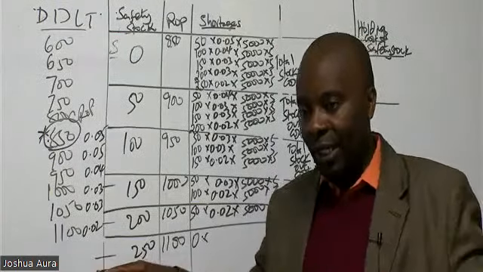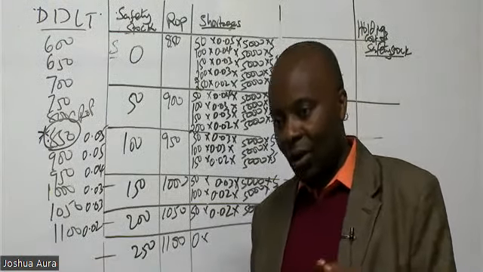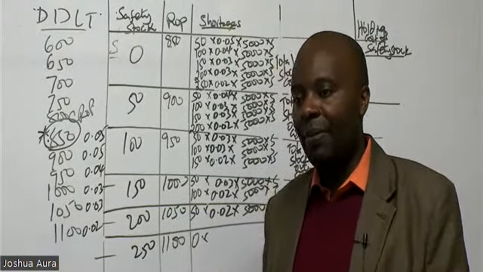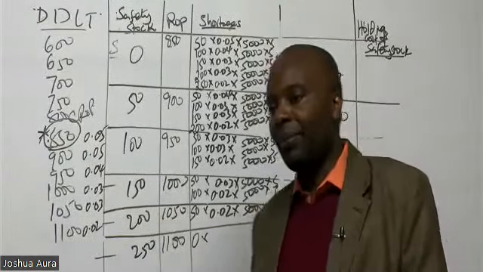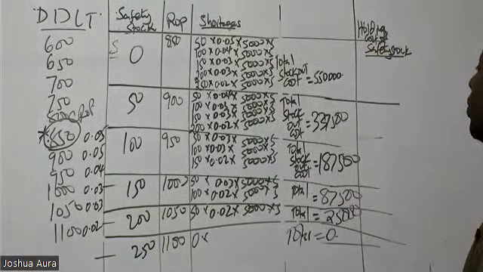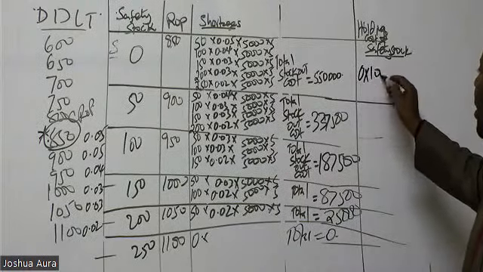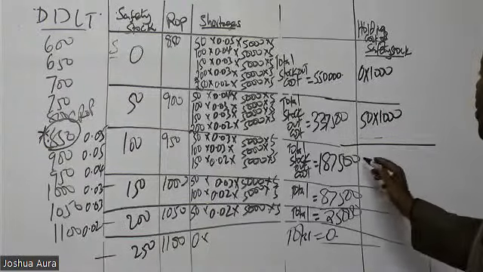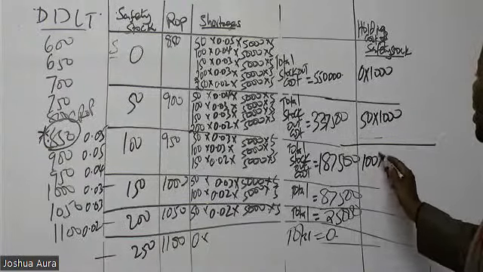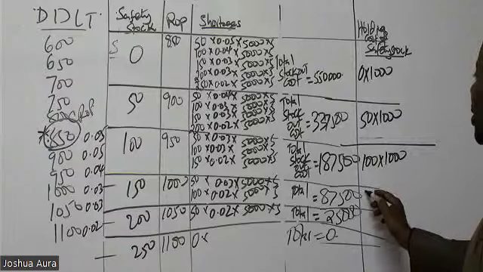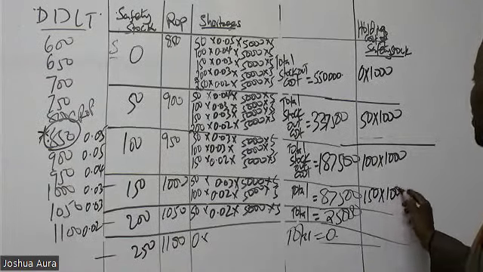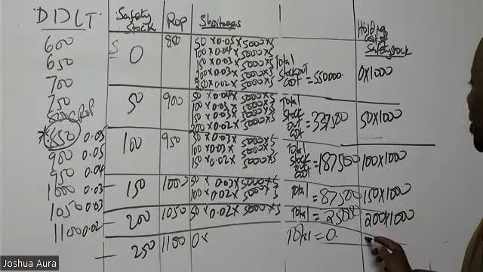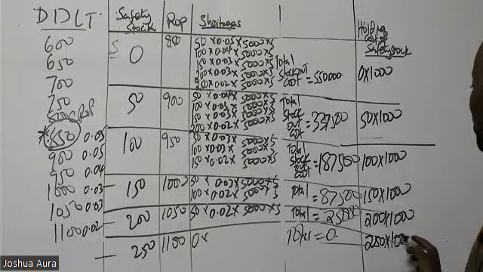Because safety stock, we must maintain them. 1,000 per unit, eh? Great. I hope it's 1,000 per unit per annum. So then this one here will be 0 times 1,000. This one here will be 50 times 1,000. This one here will be 100 times 1,000. This will be 150 times 1,000. This will be 200 times 1,000. This will be 250 times 1,000, like that.